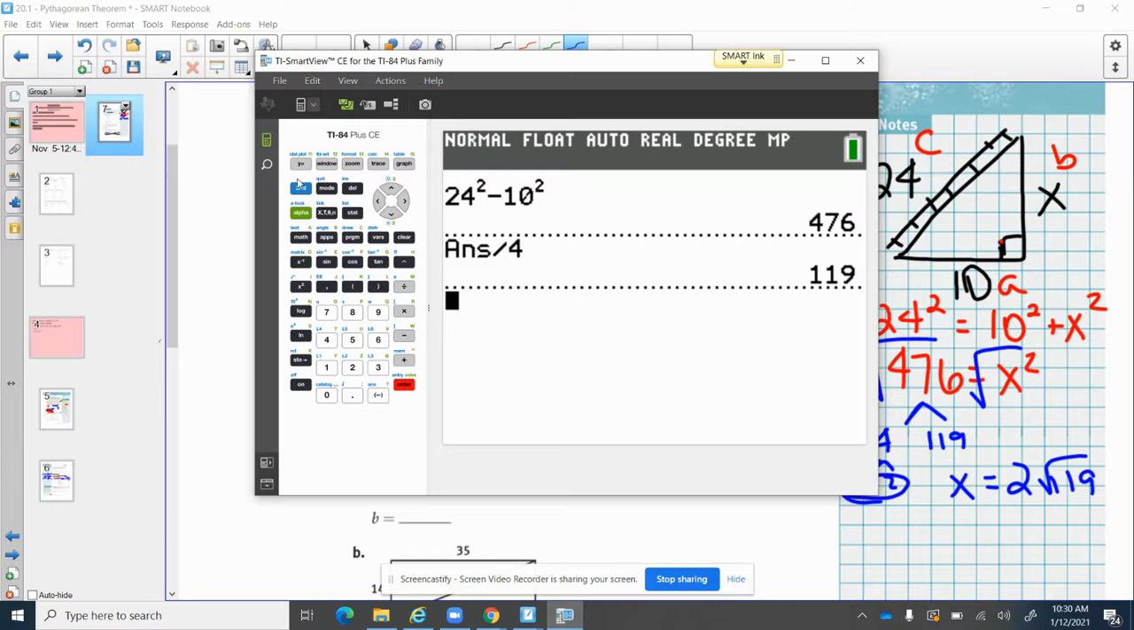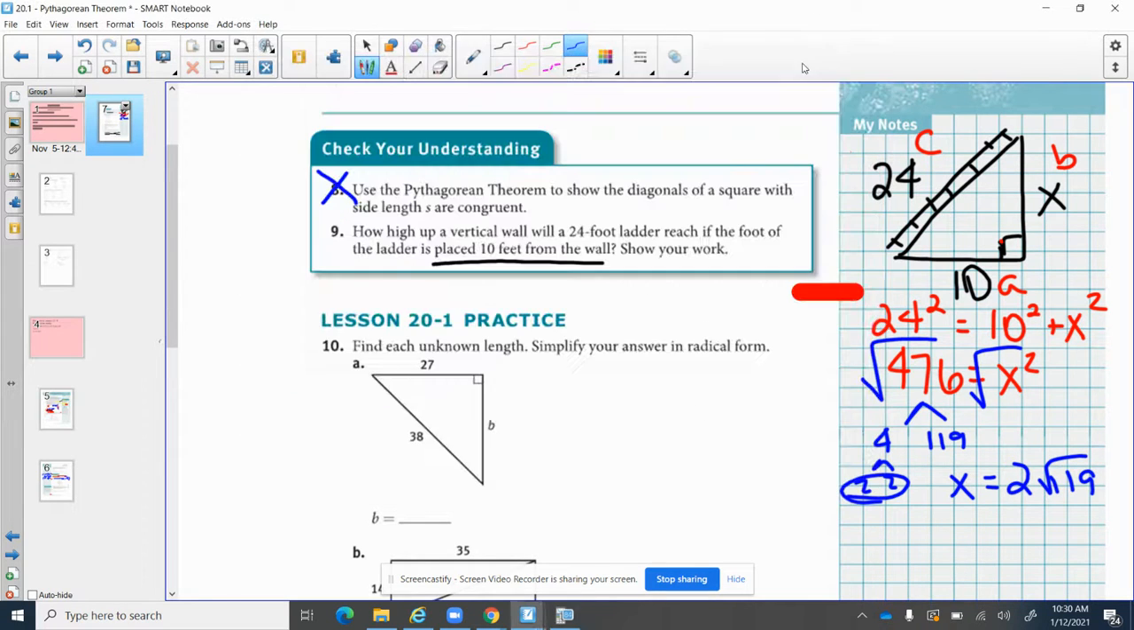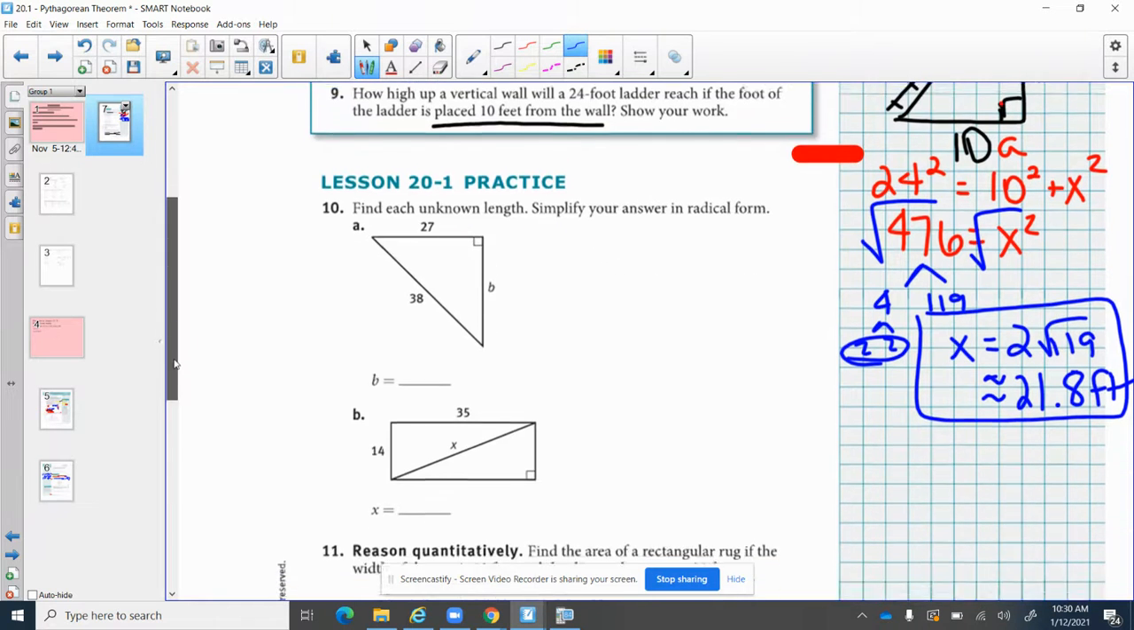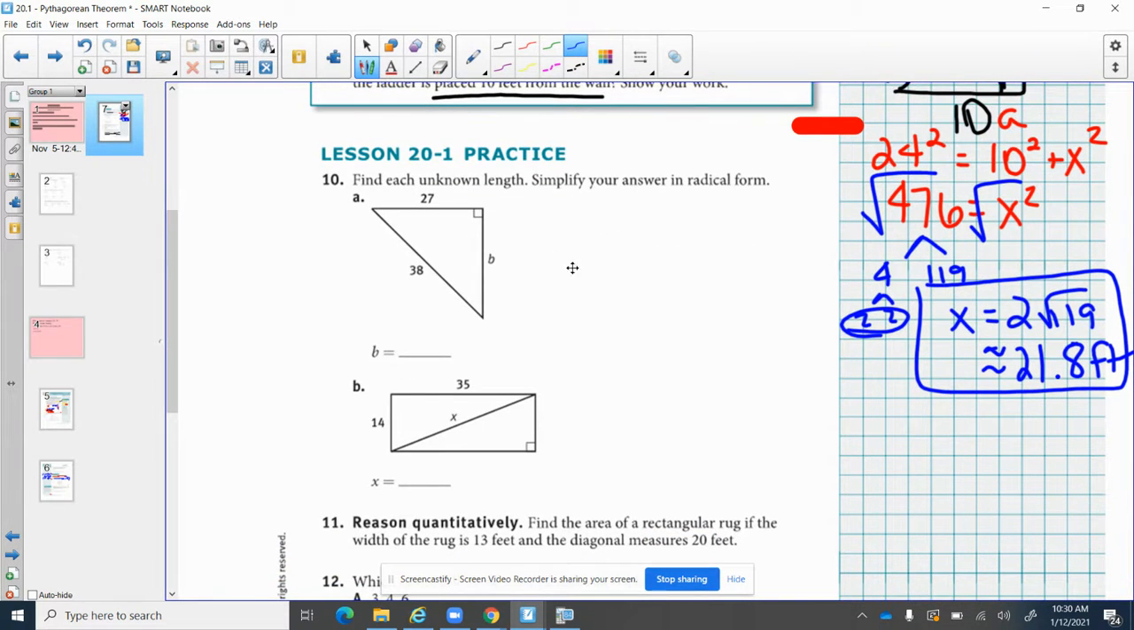On the other hand, if we were just looking for the decimal approximation, which is what we do most of the time, the square root of 476, we get 21.8 is the approximated value. So that's why we see this little squiggly line is what the approximated value is. So 21.8 feet is what we would have there. Okay, so either of these, whether you're doing exact answer or approximated answer, would work there. Okay. Our last two examples we're going to look at number 10, A and B.